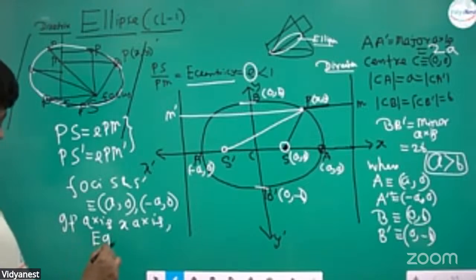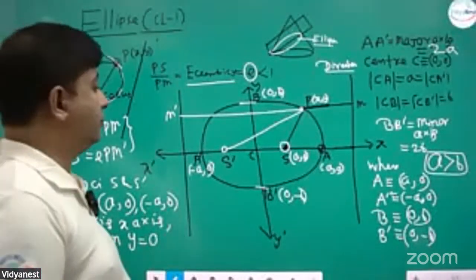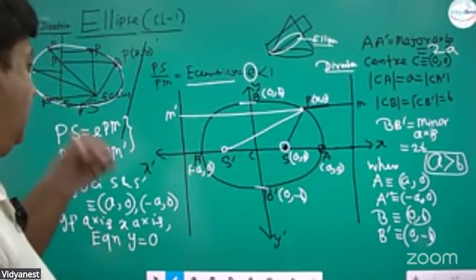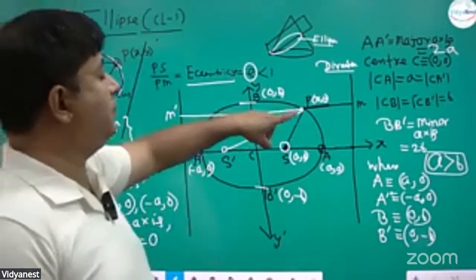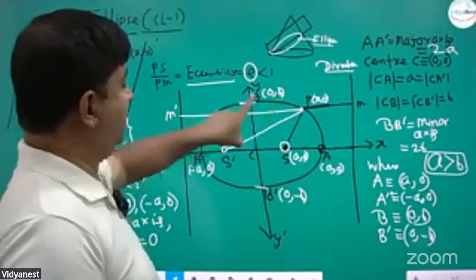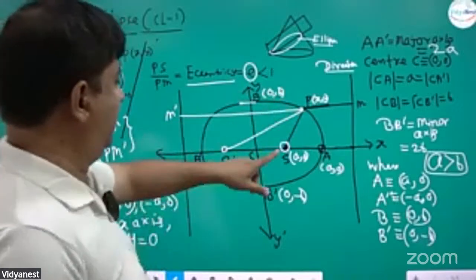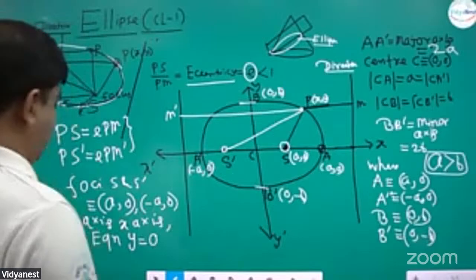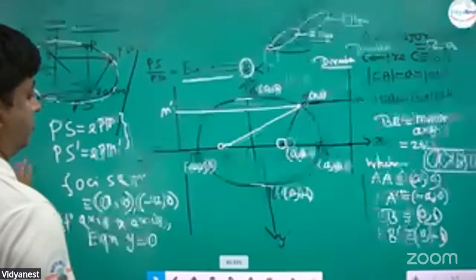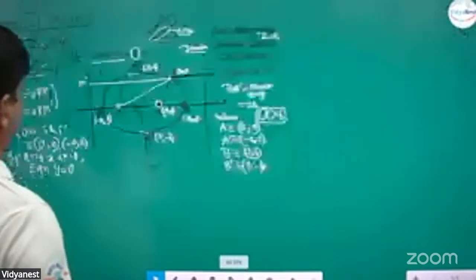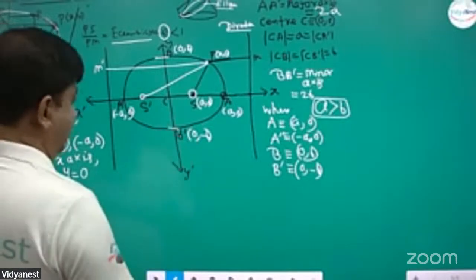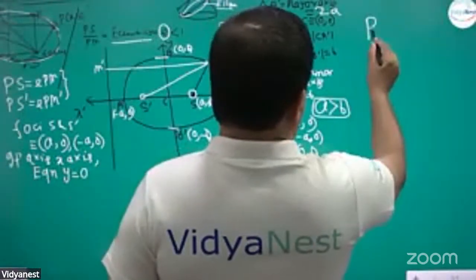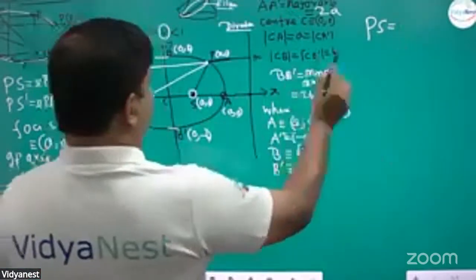Equation y is equal to 0. Okay. Now, I have told you that this point P is a variable point. It will move. S dash will be fixed. So, it is clearly visible that PS is equal to e PM.